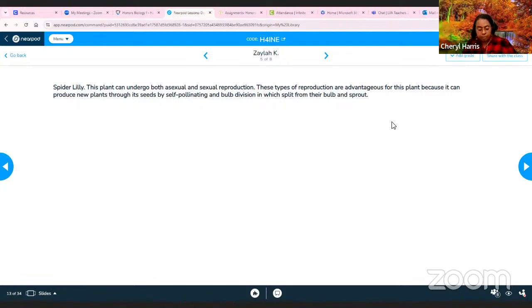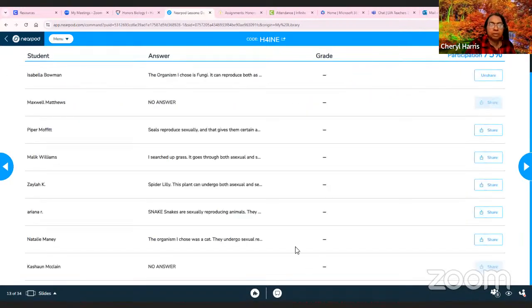A whole garden in my house because I like plants. All right. Thank you, Zyla. Like the term vegetative propagation.